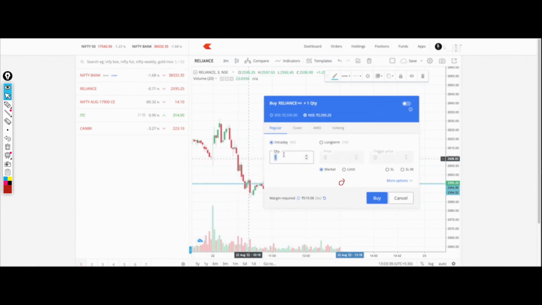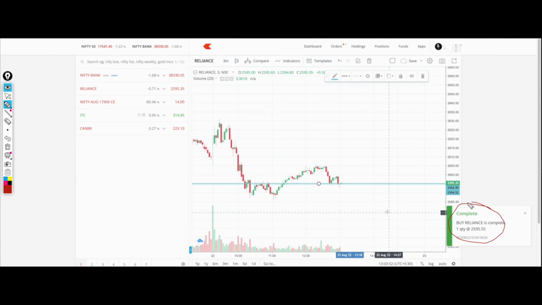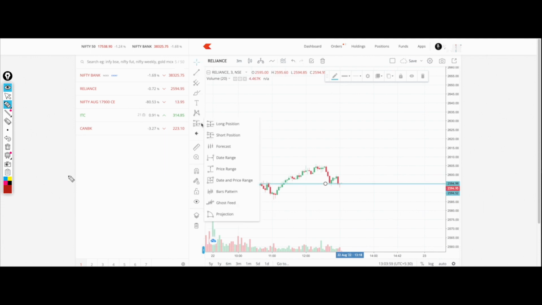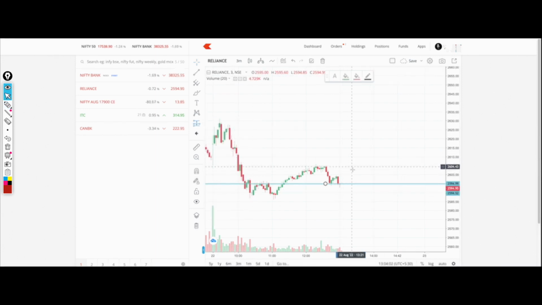I placed an intraday buy order. I just took one quantity because I just wanted to show you how the strategy works. I clicked on buy and you can see that our order got placed. Now as soon as we place an order, what is the first thing that we need to do? We should place our stop loss and target. Now you can see me placing the stop loss level and target level.